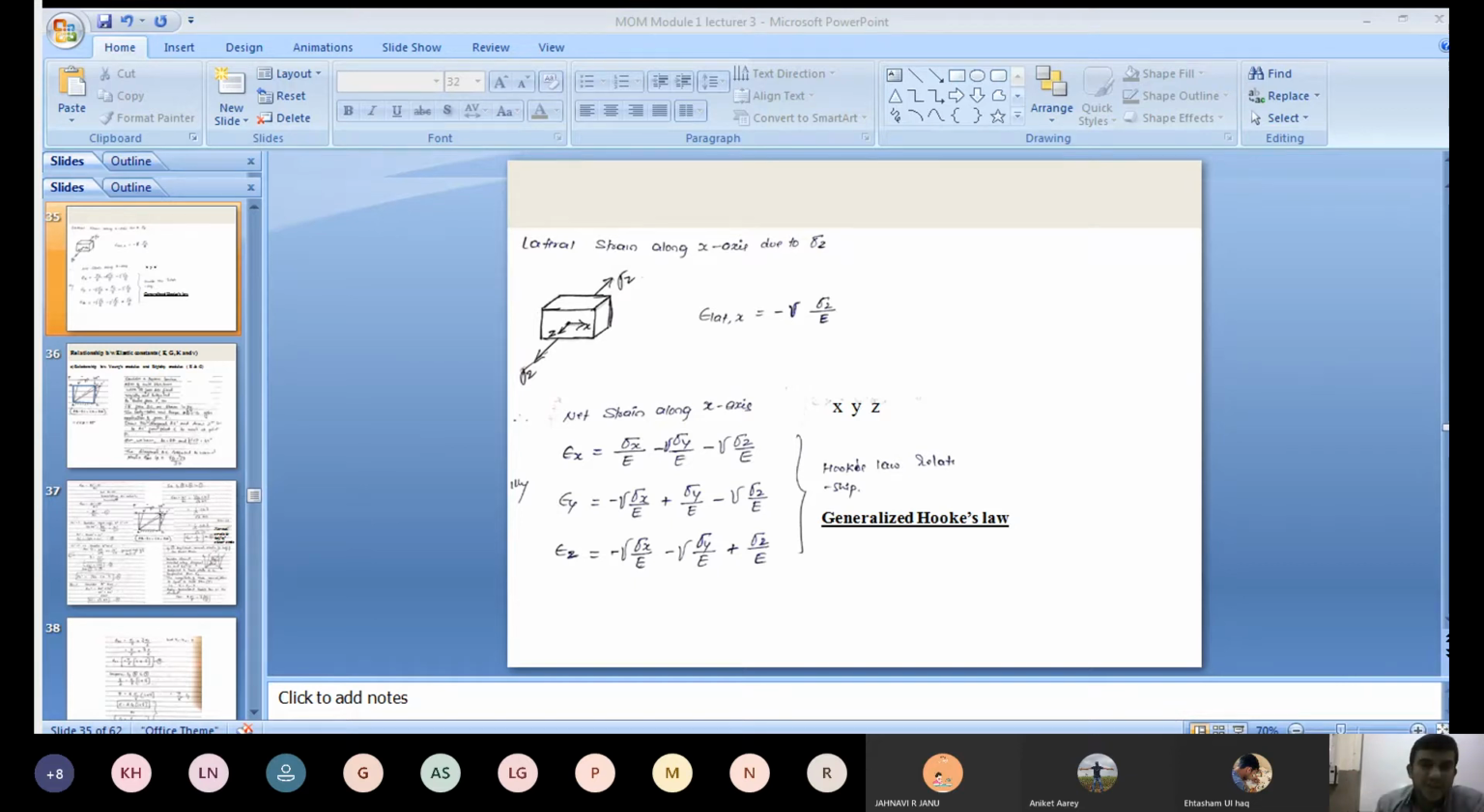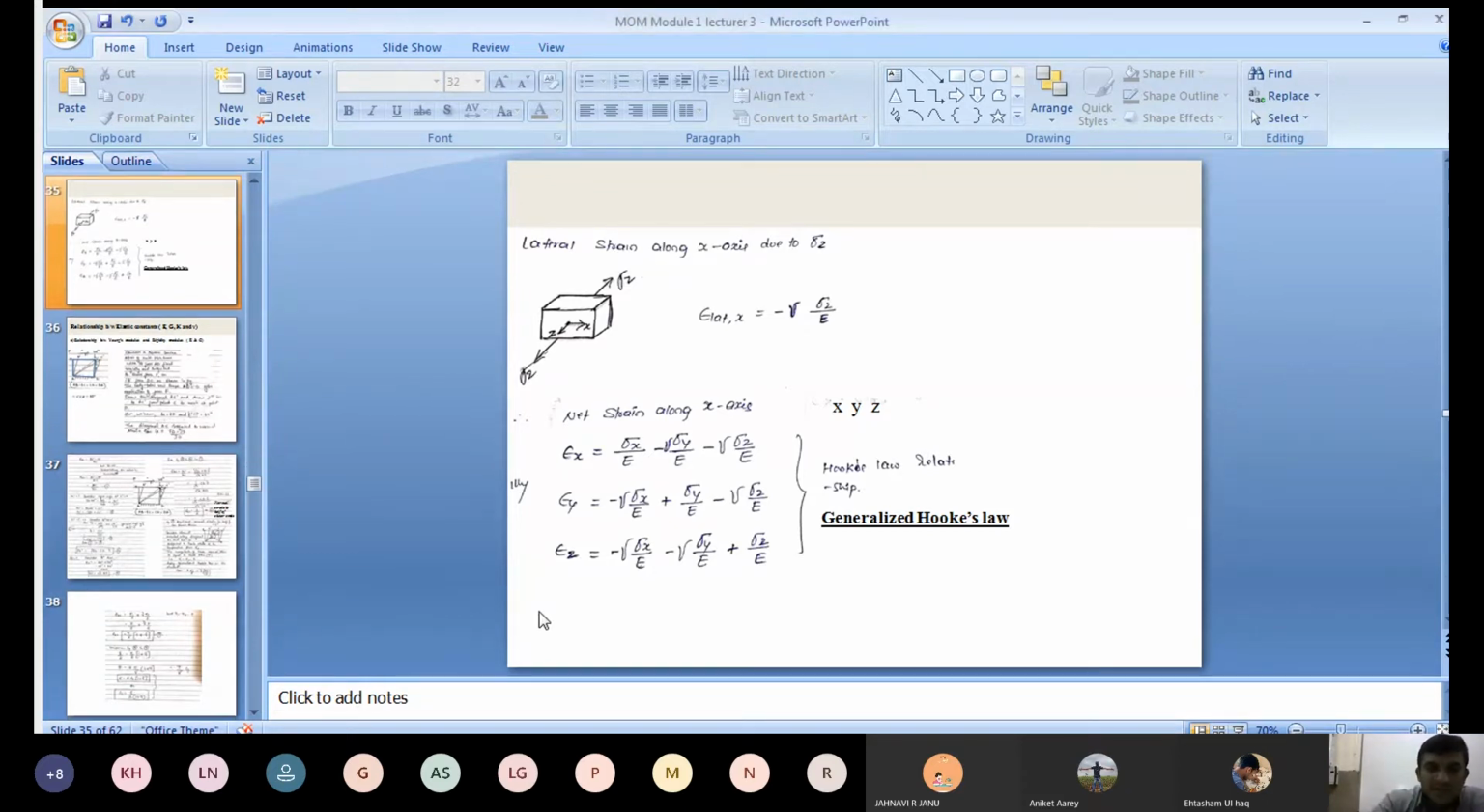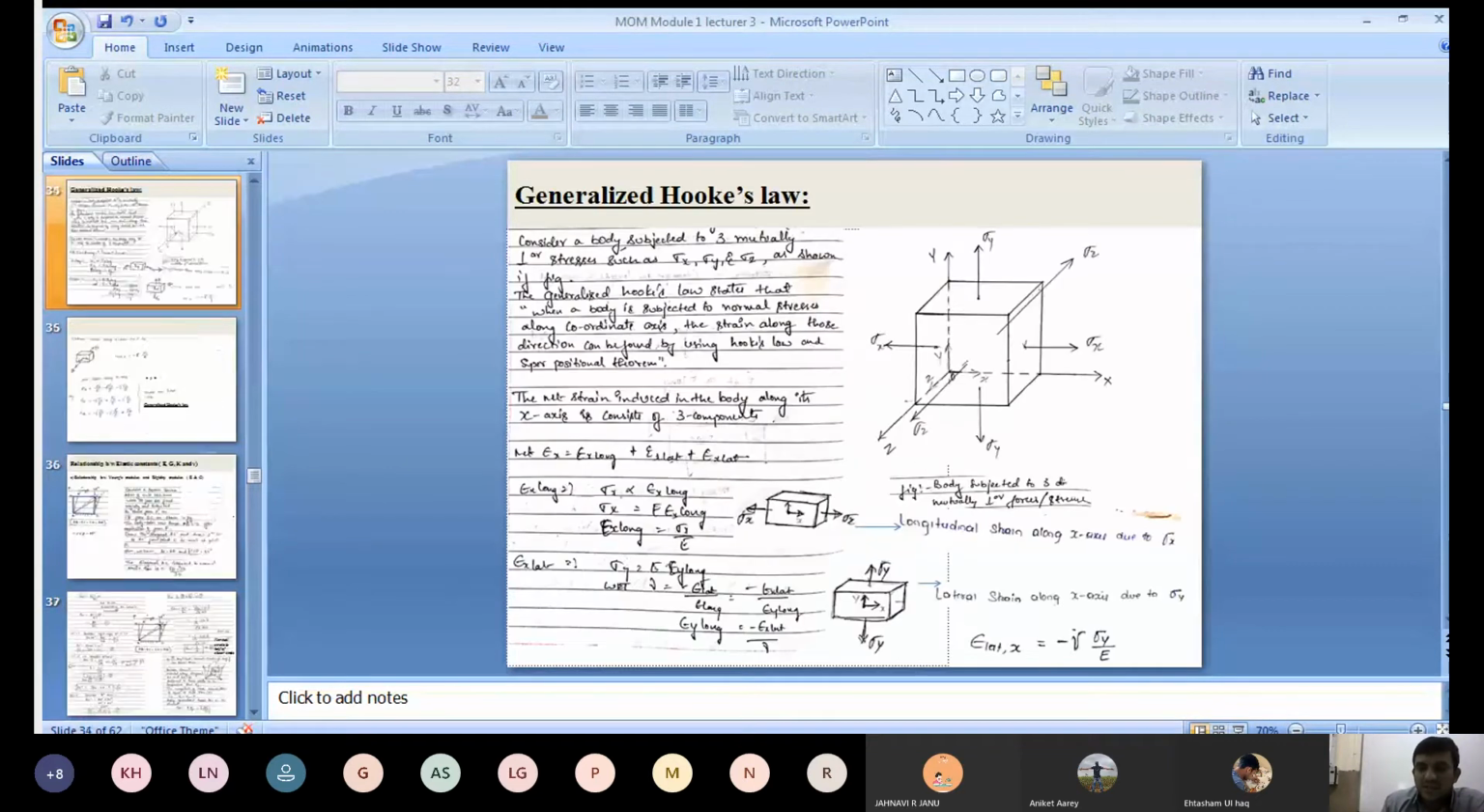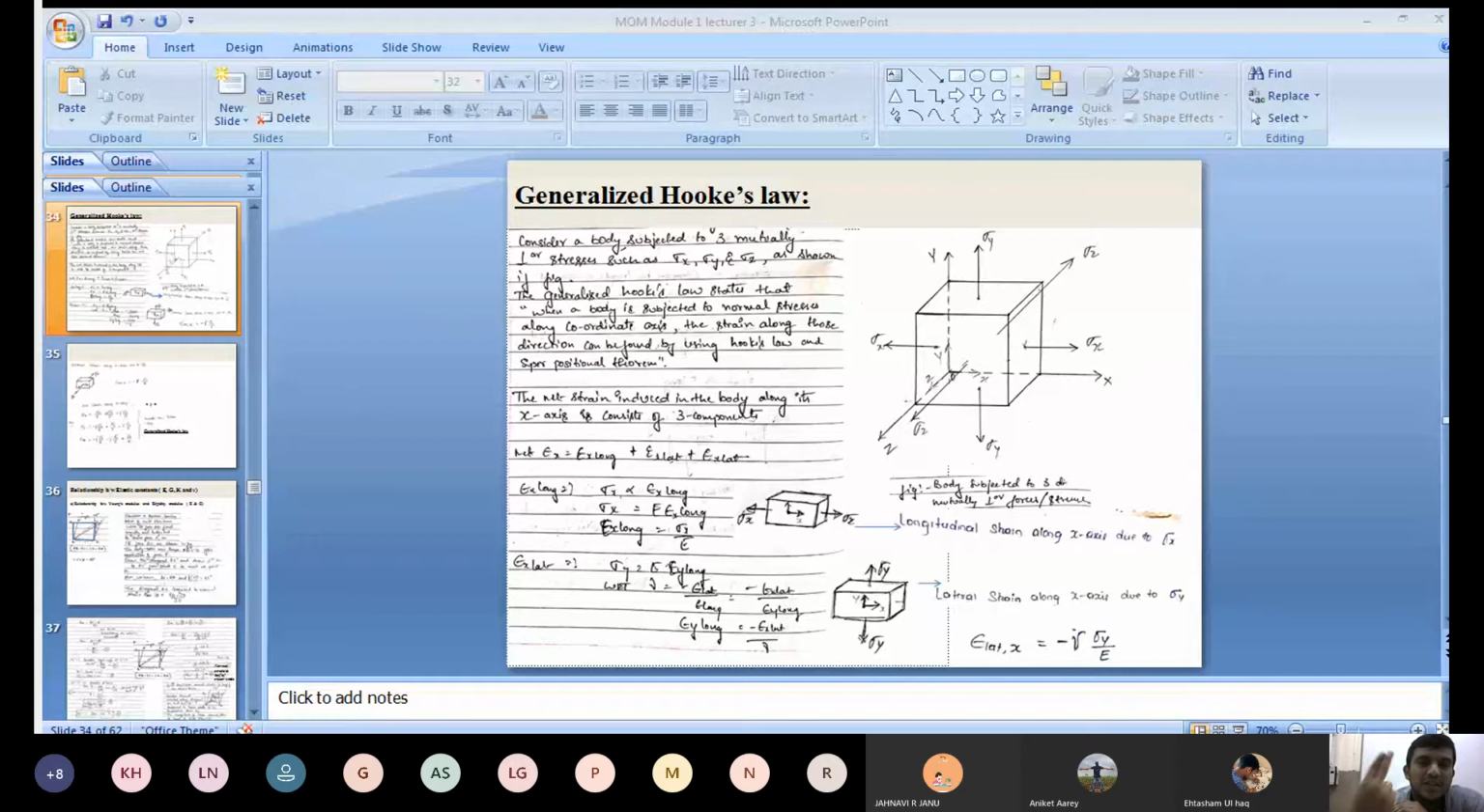Now this is a very important formula you should remember. This is the generalized Hooke's law. The generalized Hooke's law says that when a body is subjected to three mutually perpendicular stresses, the strain induced in that body is determined by applying two laws. One is Hooke's law, another one is the principle of superposition.